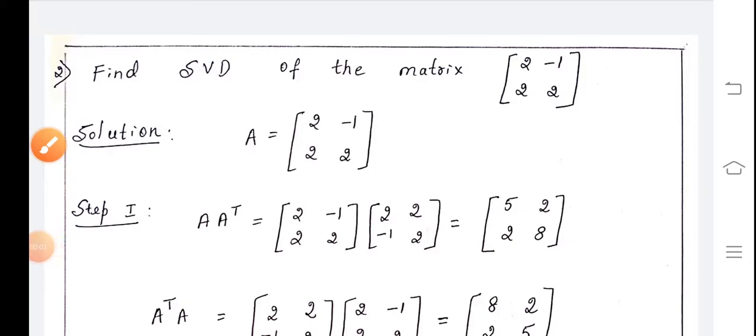Hello students. In the previous video lecture, we have discussed singular value decomposition of a given matrix. Now let us continue problems on singular value decomposition.